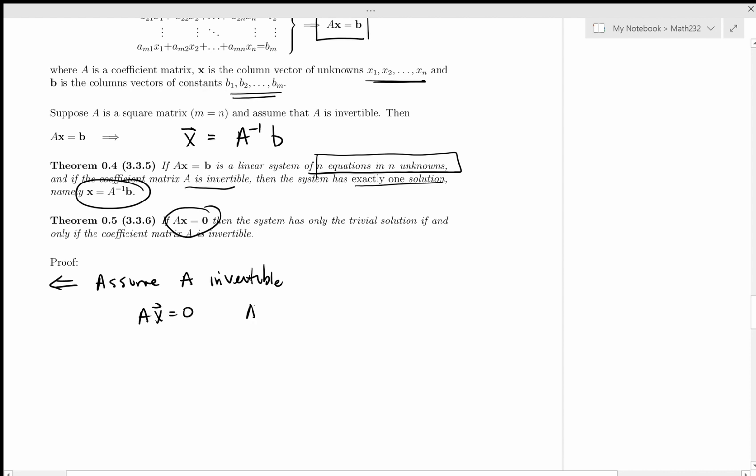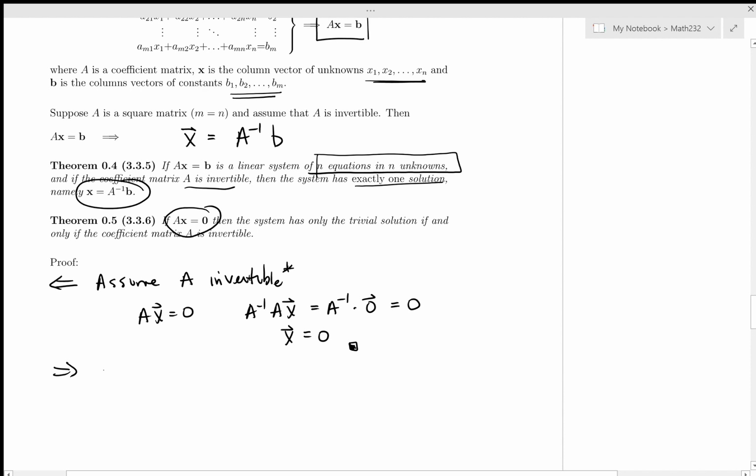We will multiply on both sides by the inverse. We're allowed to do that because we have here that the thing is invertible. So we're multiplying on both sides. Okay, and this is simply 0 here. And then that means that x equals 0, the trivial solution. Okay, so if A is invertible, then the linear system Ax equals 0 has only the trivial solution. That's one way done. Okay, then we're going to go the other way.